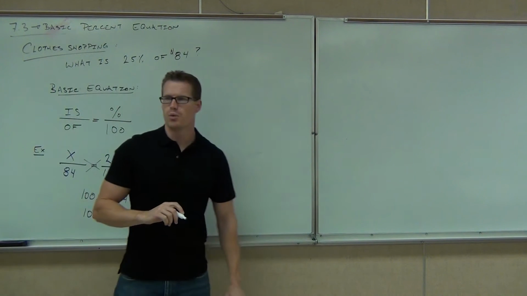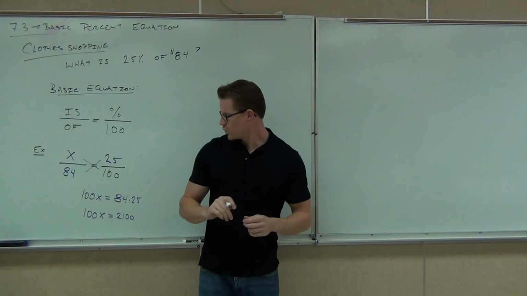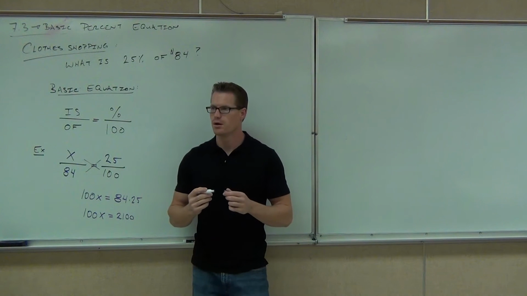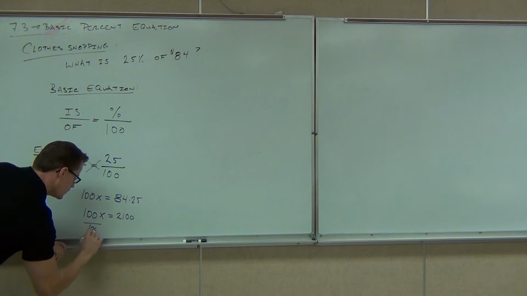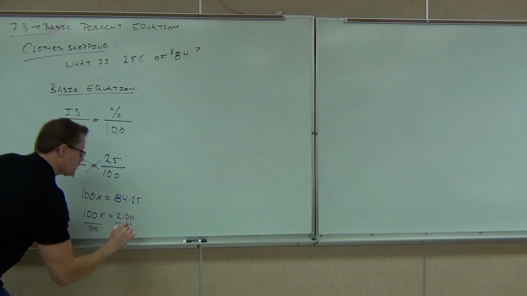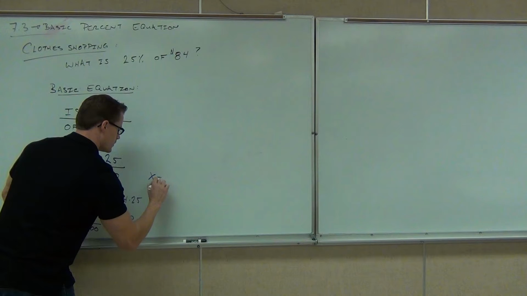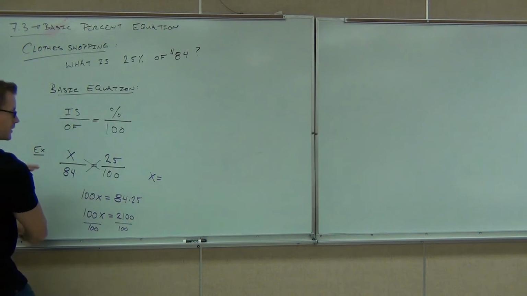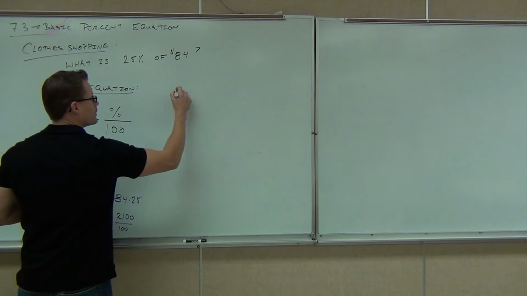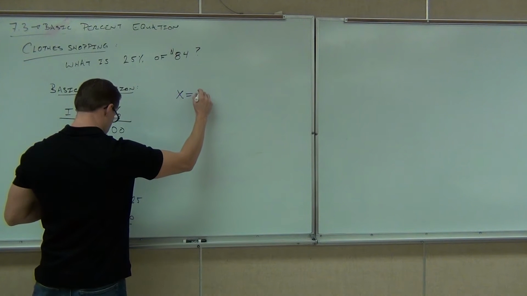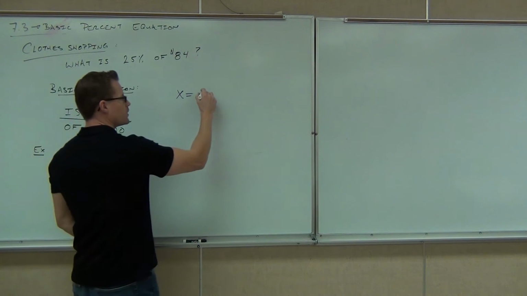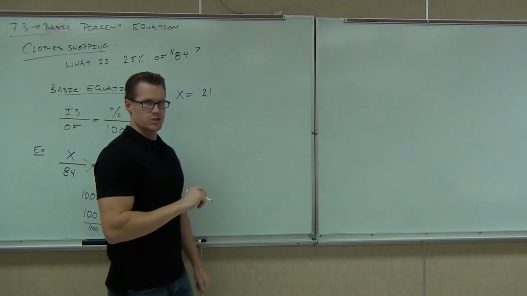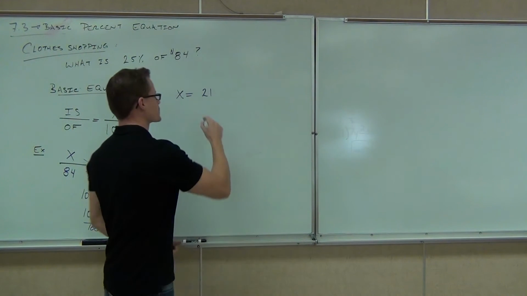Are you done? You can leave it: 100x equals 2100. What are you going to do? Good. I'm going to move up here a little bit. X equals what? 21 what? Dollars. We're talking about money here, so that's $21. All right.